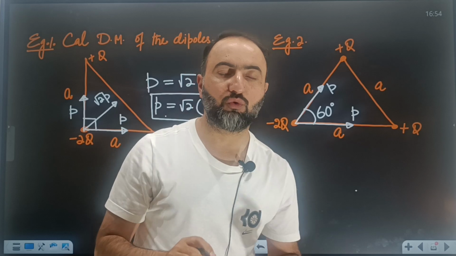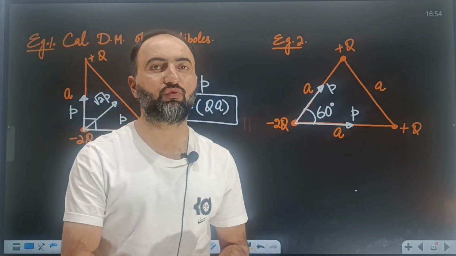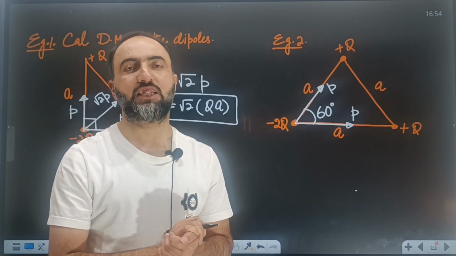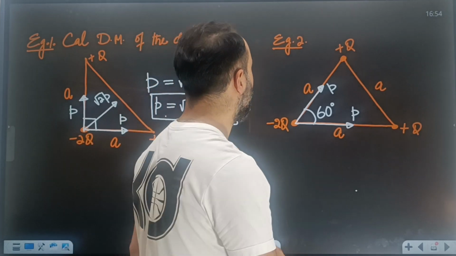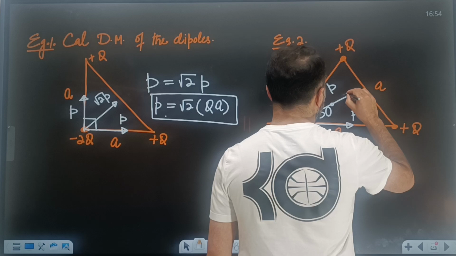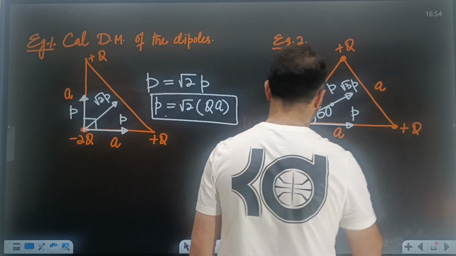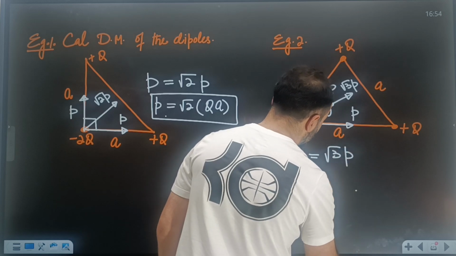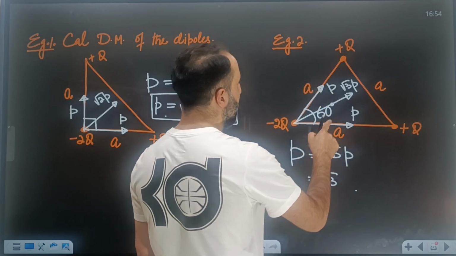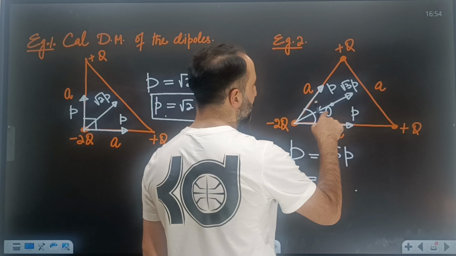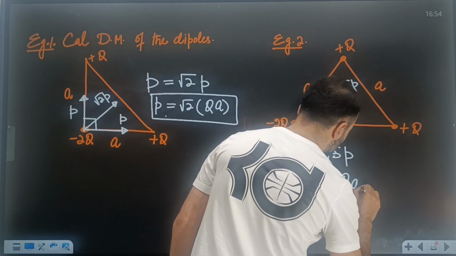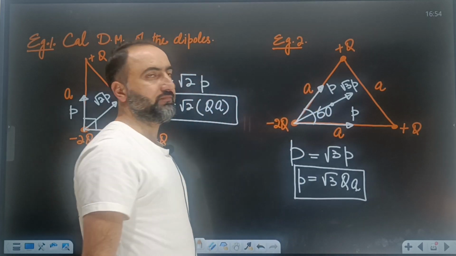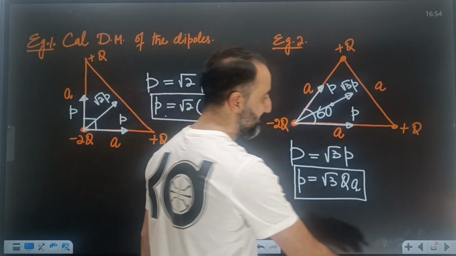You should know that when you have two vectors equal in magnitude and the angle between them is 60 degrees, their resultant will be root 3 into p. So the resultant of these two will be along this direction, which is root 3 into p. So the net dipole moment is root 3 multiplied by p, where the dipole moment equals charge multiplied by dipole length, which is q multiplied by a. So this is the net dipole moment of this system. Alright, I'm sure this is crystal clear to you.